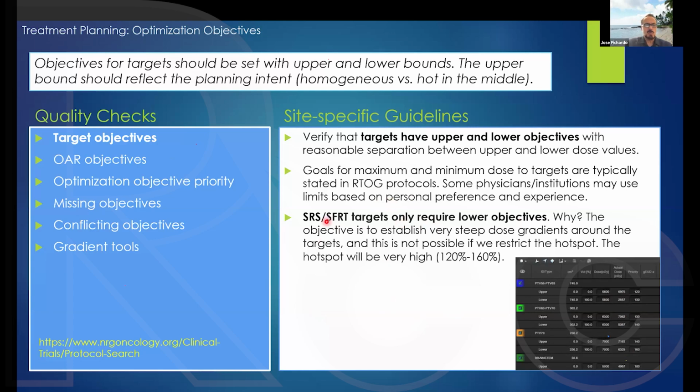But the most important thing is for when you're treating SRS and SFRT, the targets should only have lower objectives. I don't really see a reason why you need an upper. And the reason for that is the objective of the SRS SFRT treatment is to establish very, very steep dose gradients. And you're not going to be able to do that if your hotspot is restricted, right? Expect very large hotspots for these types of plans from 120% to 160%. It's not uncommon. At most of the centers that I've worked, we've always tried to keep the hotspot around 120, 130, but again, it's going to depend on case by case.